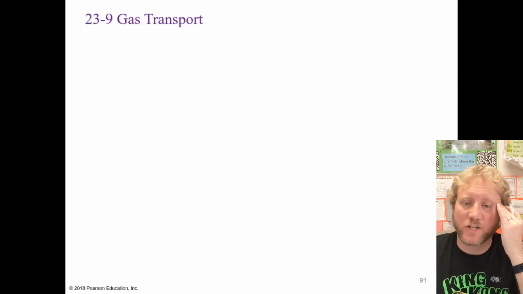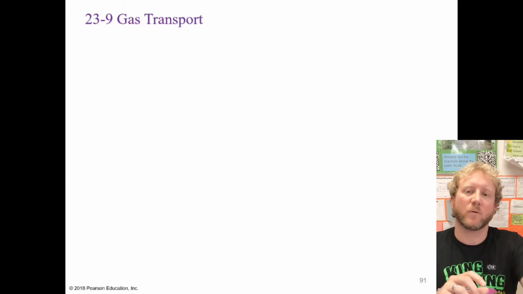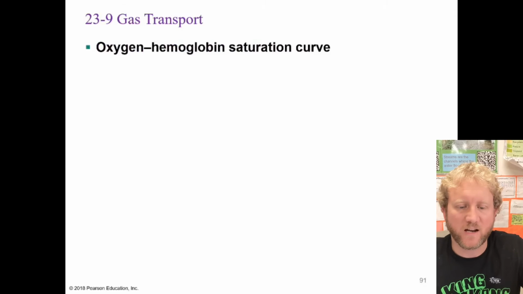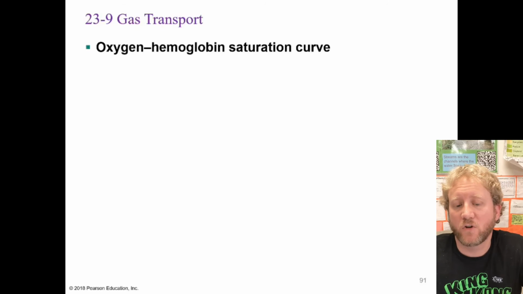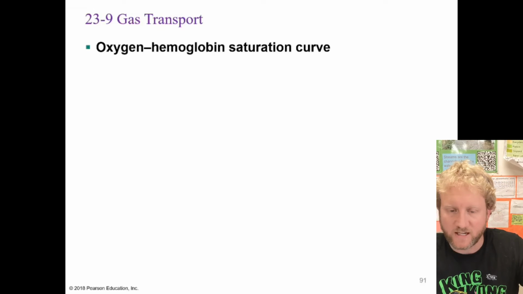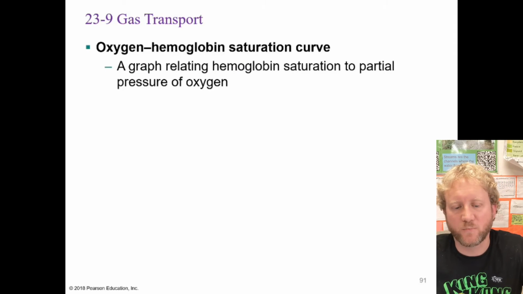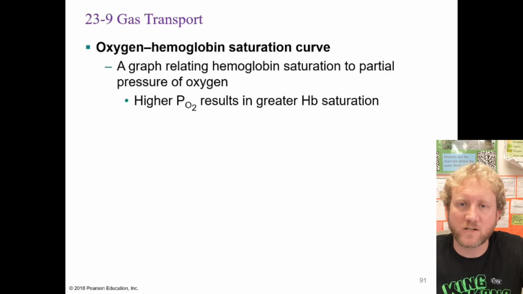You can actually illustrate and predict how much oxygen is going to be in your blood under given circumstances by creating an oxygen hemoglobin saturation curve, or simply known as an oxygen saturation curve. And so that shows hemoglobin saturation in relation to partial pressure of oxygen. And that's going to give us the higher oxygen partial pressure. It's going to lead to greater saturation.